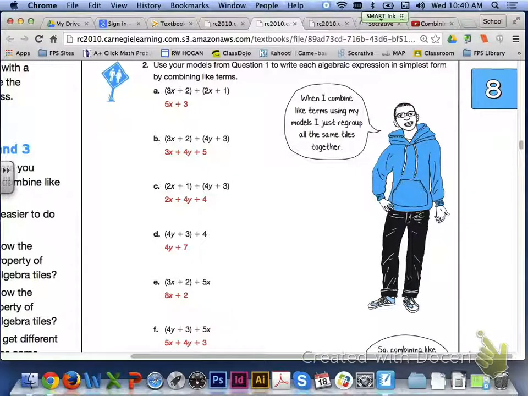For number 2, letter A, you should have 5x plus 3. Letter B, 3x plus 4y plus 5. C, 2x plus 4y plus 4. D, 4y plus 4y plus 7. E, 8x plus 2. And for letter F, 5x plus 4y plus 3.